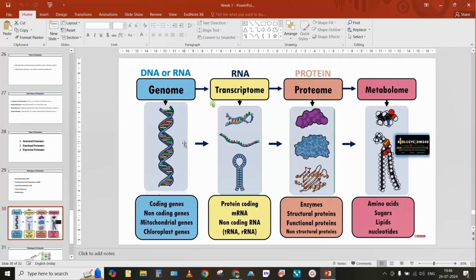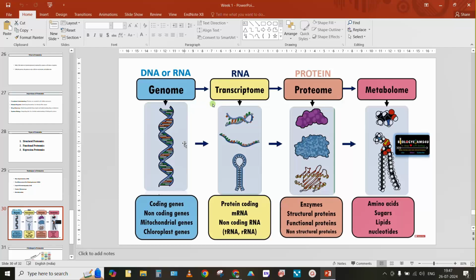Then it comes to our proteome. I've already told you the definition, uses, key points, and applications, so I'll cover it once again. The proteome is the entire set of proteins expressed by the genome in cells, tissue, or any organism at a certain point of time. Proteins are the functional products of genes and are essential to virtually all biological processes. The application of the proteome is in drug discovery, biomarker identification, and understanding cellular processes and signal pathways.